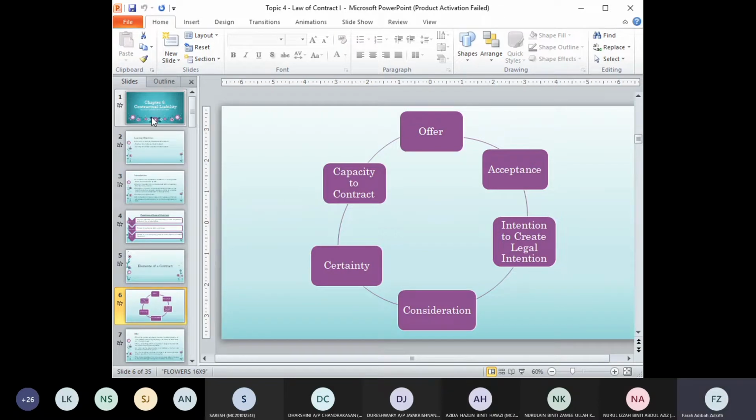And the second, you must also have an element of acceptance. And then you must also have the element of intention to create legal relations. Actually, if you have signed a written contract, usually this third element is easily fulfilled. But sometimes intention to create legal relations is an element which causes problems when you have an agreement which is not written, or if you have an agreement between family members.